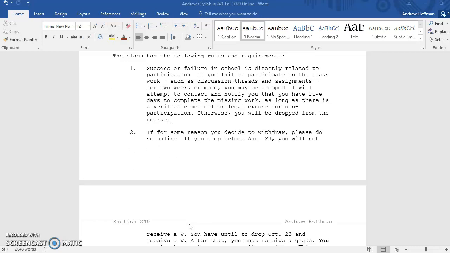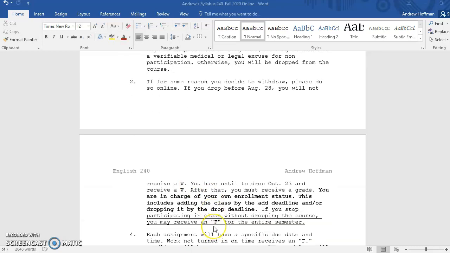Some important dates. The first important date is August the 28th, okay? August the 28th is the end of the 2nd week of the semester, and it's basically intended to be a schedule adjustment period, so any changes during that time do not show up on your syllabus. Now after that, you have until October the 23rd to receive a W.